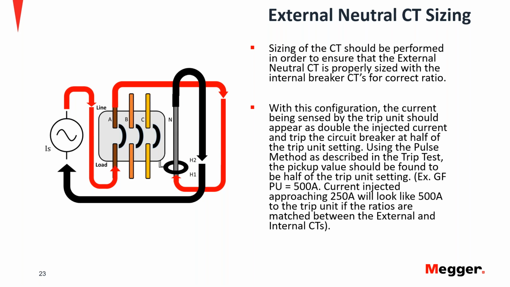And again, because of the summation type system, the trip unit will redouble your test current because it's pretty much adding the two values together. And again, that's how, in this case, you determine that the ratios also are properly installed for those two CTs involved in the measurement.